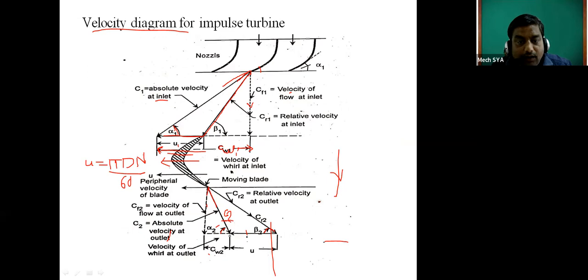And the blade again moves with velocity U, and the velocity difference between C2 and U we call CR2. Here too, what do we call the velocity difference between C1 and U? CR1. This CR1, the relative blade component, makes an angle with the horizontal called beta 1, the blade angle at inlet. Likewise CR2 makes an angle with the horizontal called the blade angle at outlet.